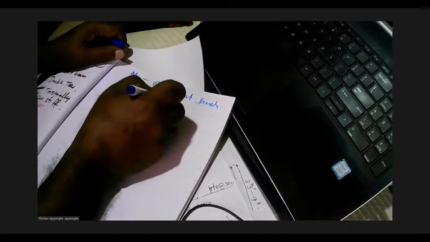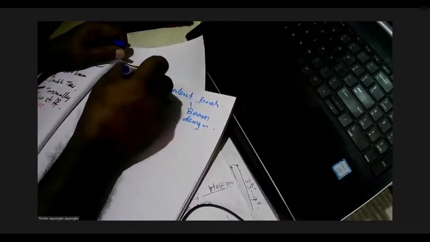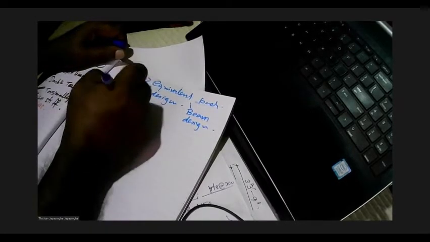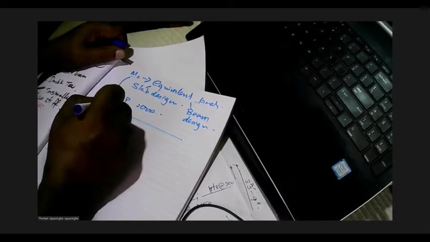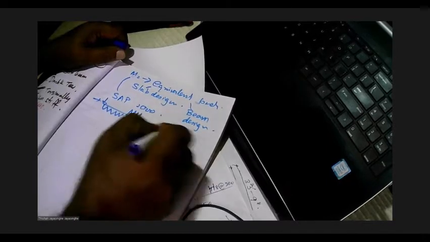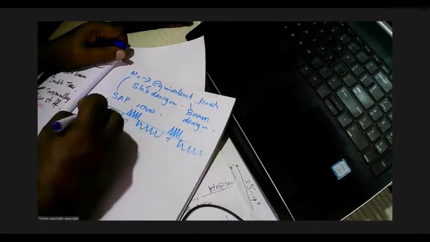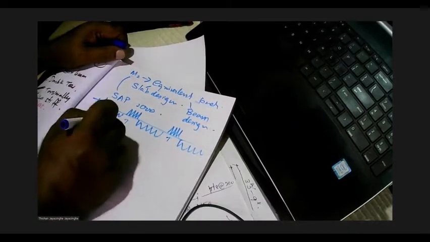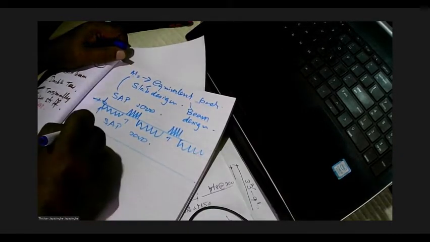Now these equivalent loads are used a lot for slab designs, and they can be used for beam design as well. And M2 can be found by using equivalent loads, but for that you need SAP 2000. And you have all the systems, you have all these loads. So you apply all these loads onto SAP 2000. Then you will get a diagram like this.